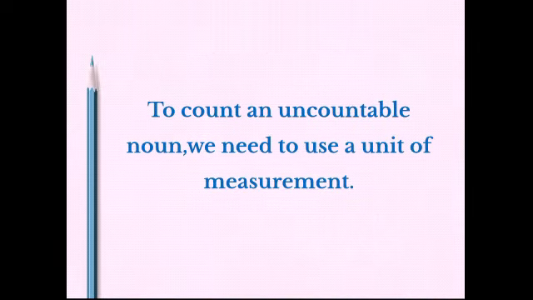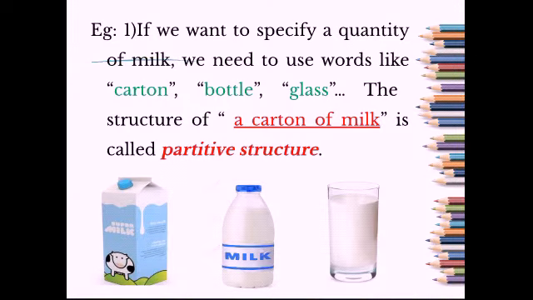To count an uncountable noun, we need to use a unit of measurement. Example, if we want to specify a quantity of milk, we need to use words like carton, bottle, glass. The structure of a carton of milk or a bottle of milk or a glass of milk is called partitive structure.